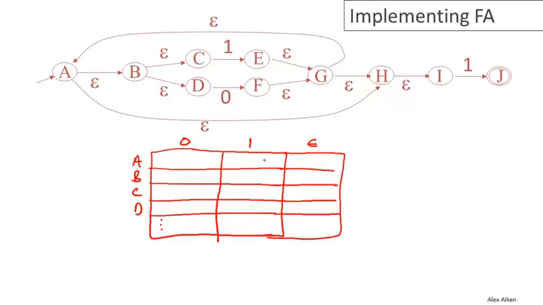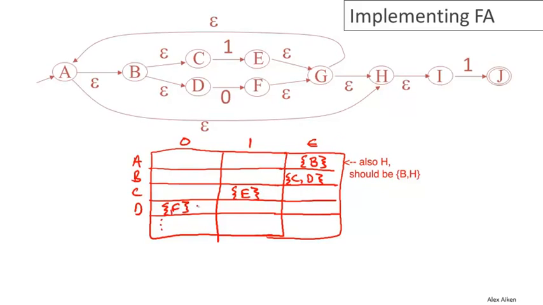And now, remember, because these are NFAs, in general, this will be a set of states because we might have more than one epsilon transition or more than one transition on 0 and 1. And so in this case, on epsilon, A can go to B. So this would be the set of states B. And B can go to C or D, and C can only go to E on 1, all right, and D can go to F on an input of 0, and so on.